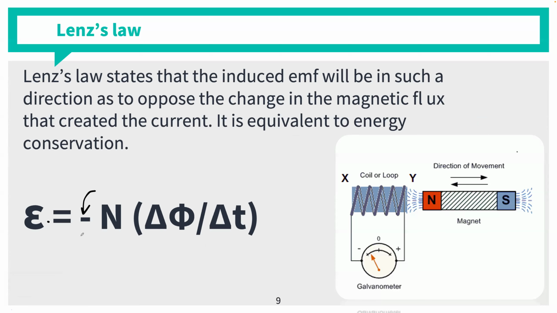Okay. So what does negative stand for here? That the EMF induced is always opposite to the rate of change in flux.